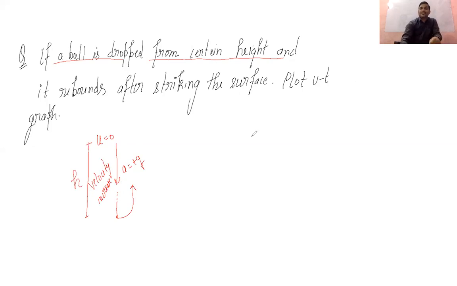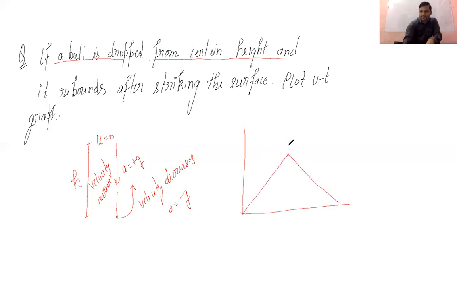If it rebounds, then the velocity is going to decrease. In this case, velocity decreases and acceleration equals minus g. So for this case, this is t. When it reaches the ground, this is your velocity. Here the acceleration will be positive, and here the acceleration will be negative. Okay, so you got my point?